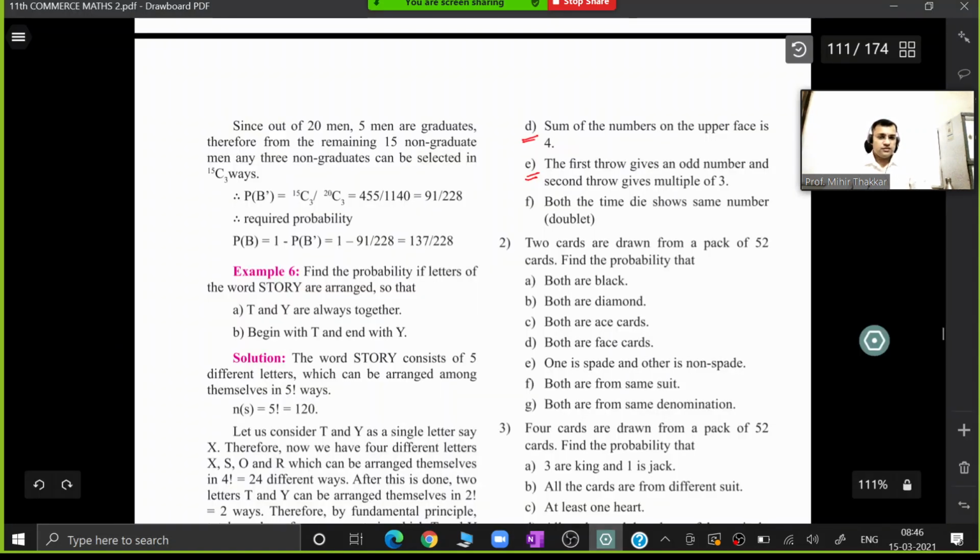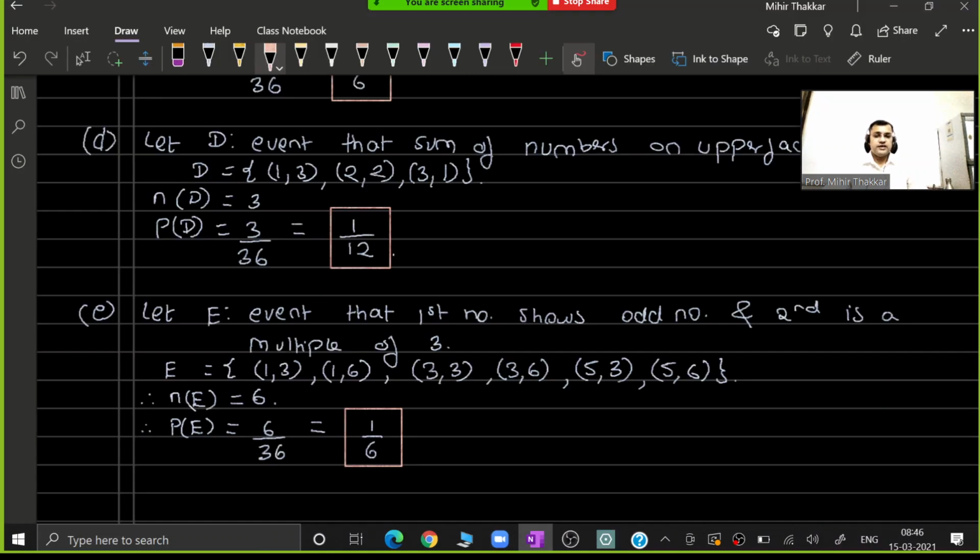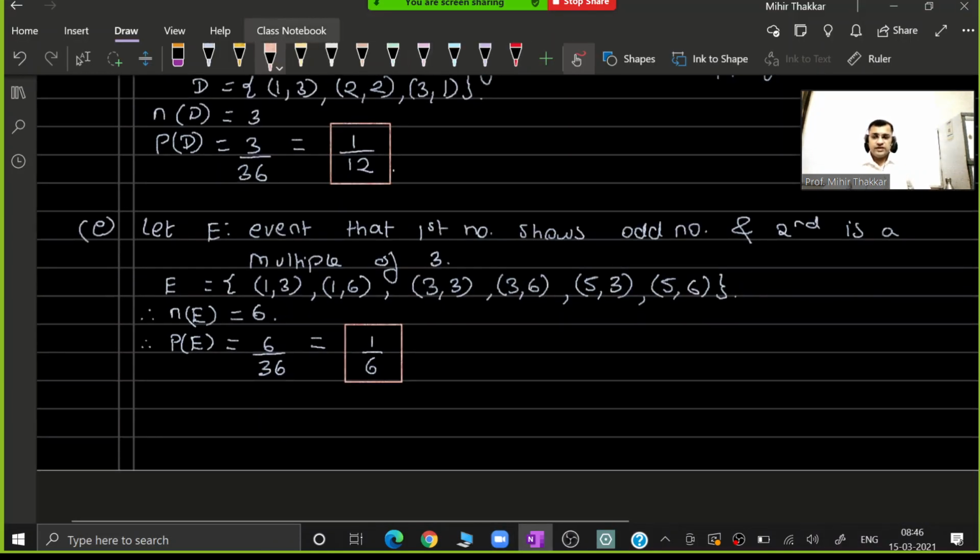Now let us see the F event. It says that both times the die shows the same number, which is also called a doublet. Now it's the simplest one over here. When it shows the same number, it will be either 1 1 or 2 2 or 3 3, and it will go up till the last number 6 6. So you can obviously identify over here that there have to be 6 outcomes. So let us write this fatafat.